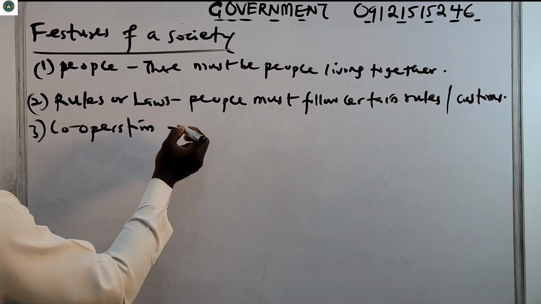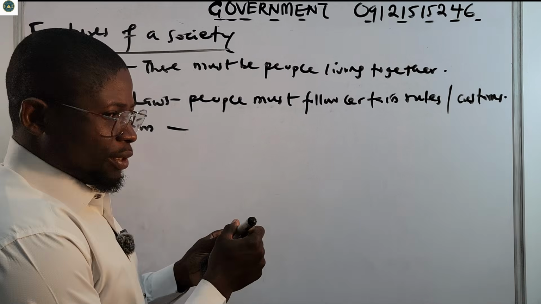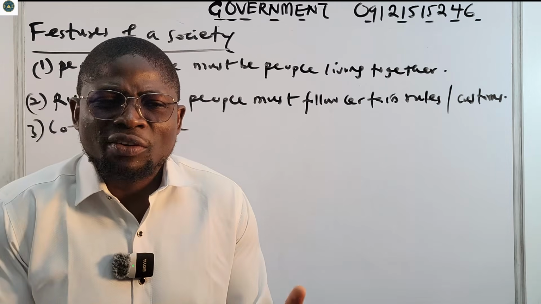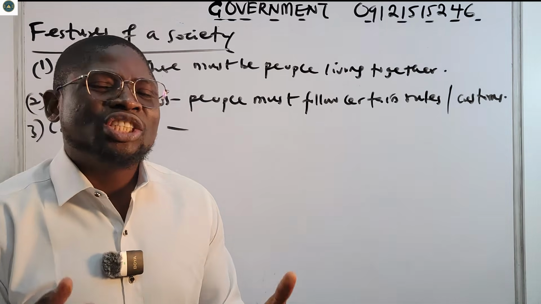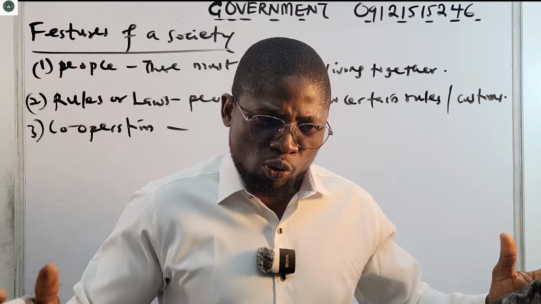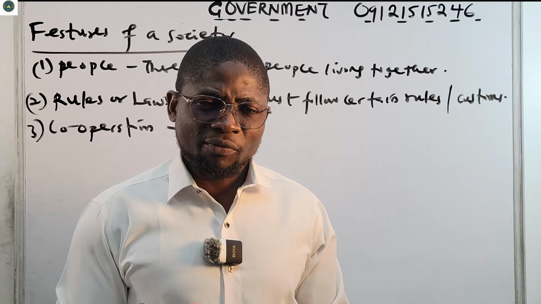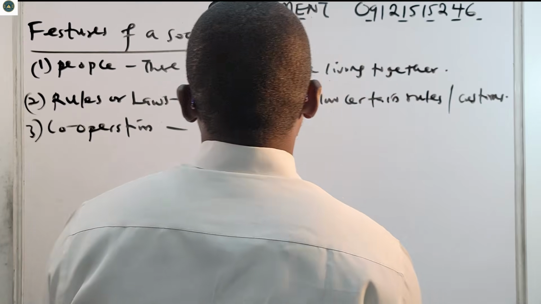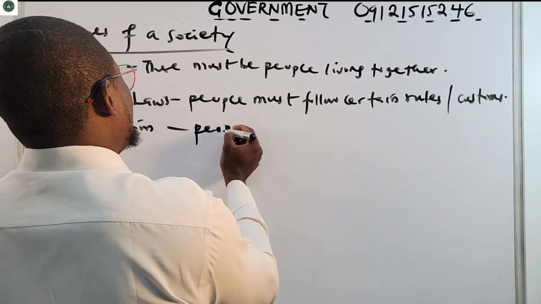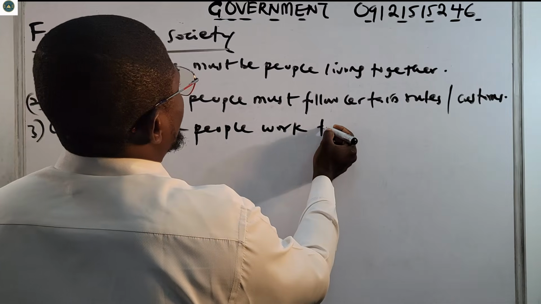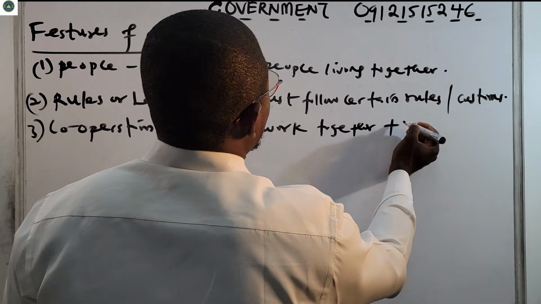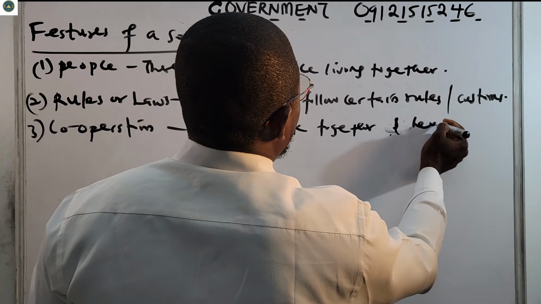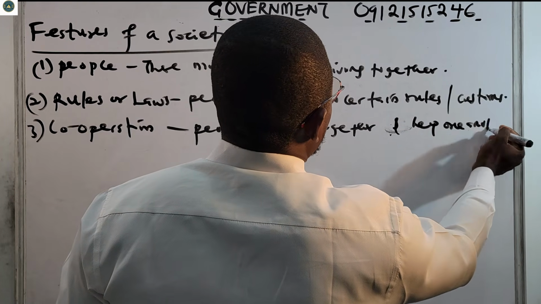Then number three, there must be cooperation. Another feature of society is cooperation, so they can achieve goals and progress. They need to cooperate and work together for the betterment of society. People work together and help one another.